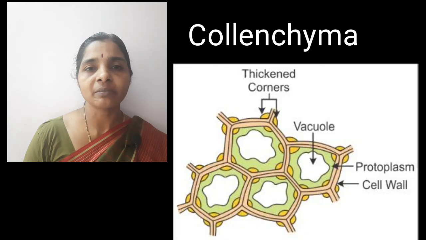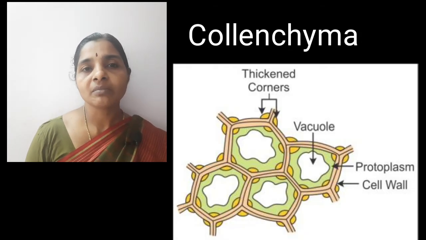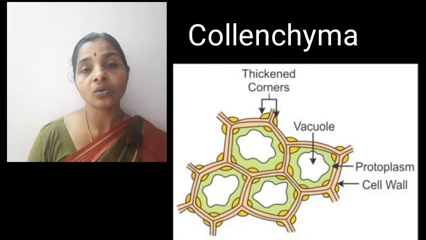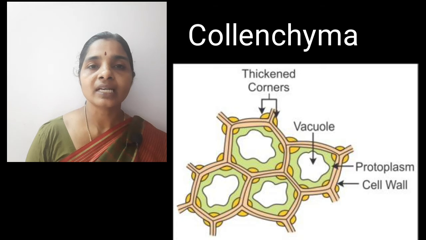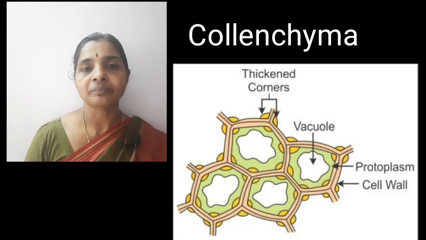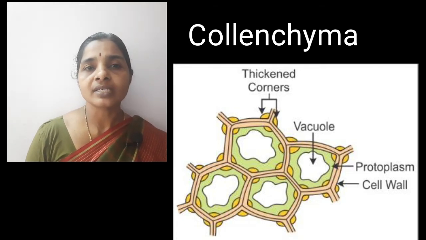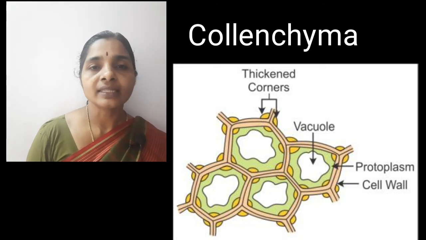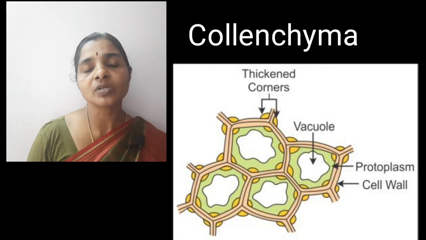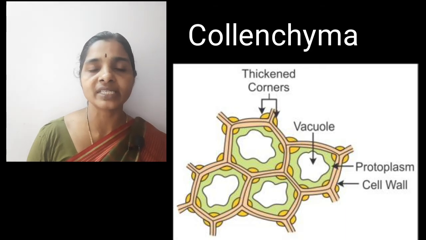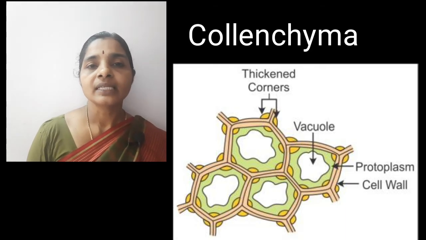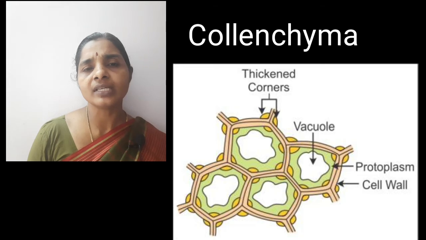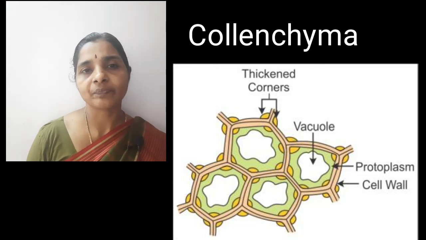The next type of simple permanent tissue is collenchyma. These collenchyma cells are living and elongated. The cells are living and elongated. Here the cell wall is thickened at the corners only. That is, they are irregularly thickened. And this thickening is due to the deposition of a substance called pectin. So that in between the cells we can see very little intercellular space.